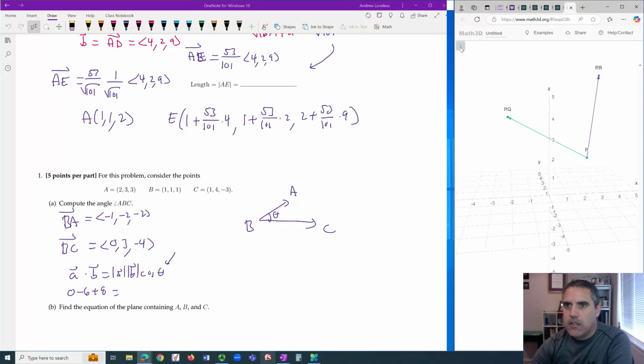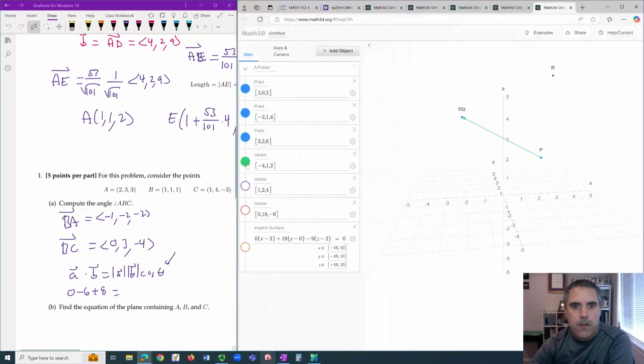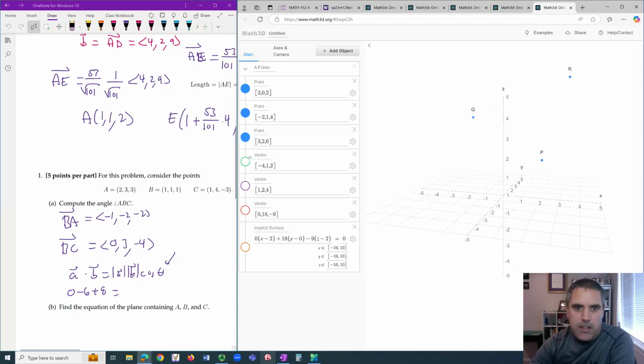You know, you're given these vectors, and you're given 3 points. Your first job is to construct vectors. So if I want the angle at P, I need those 2 vectors.